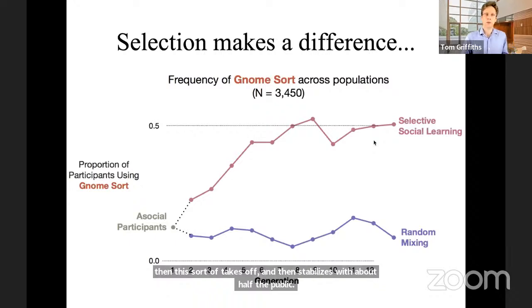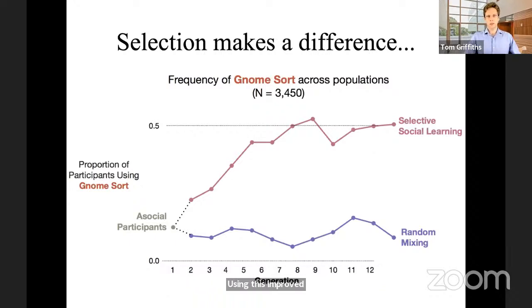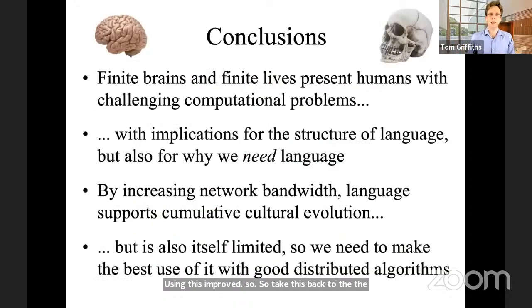Okay, so to take this back to the bigger picture, I think the first point here is finite brains and finite lives present humans with challenging computational problems, right? Problems where we need to be able to learn from limited amounts of data. That requires inductive biases and so on. But we also need to be able to communicate with others in a way that makes it possible for us to execute these kind of distributed algorithms. And this gives us a kind of argument for why it is that we need something like language, right?